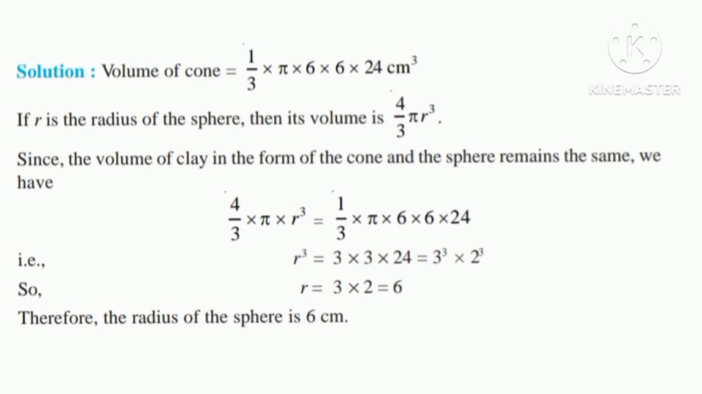Since the volume of clay in the form of the cone and the sphere remains the same, we have 4 by 3 into pi into r cube is equal to 1 by 3 into pi into 6 into 6 into 24 centimeter cube. That is, r cube is equal to 3 into 3 into 24, that is equal to cube of 3 into cube of 2. Therefore, r is equal to 3 into 2, 6 centimeter. Therefore, the radius of the sphere is 6 centimeter.